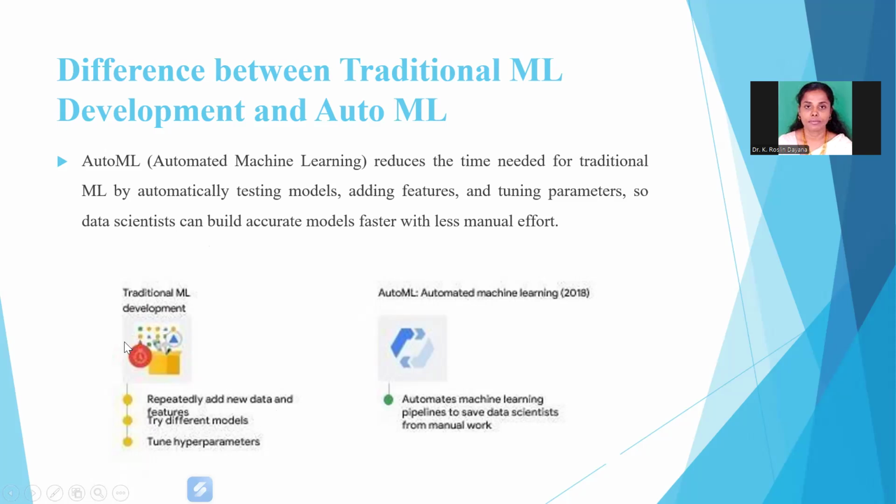In traditional machine learning development, we have to add new data and new features each time, and we have to manually try different models, and we should do the tuning of parameters each time, hyperparameter tuning. But in AutoML, all these will be done by the machine automatically. It automates machine learning pipelines to save data scientists from manual work.